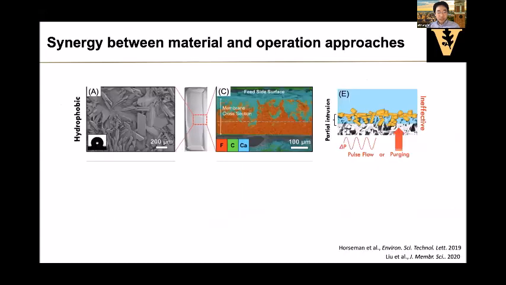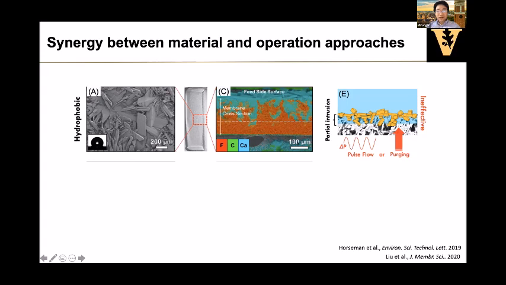So really the last piece of work that I want to talk about is the combination of operational strategy and material strategy. Here, what we can try is to push the scalant back to the feed solution by either doing gas purging, like air purging, or doing a pulse flow, right? These are two separate studies. With the pulse flow, you periodically reduce the pressure of the feed stream so that you have a driving force to push the scalant back to the feed solution.